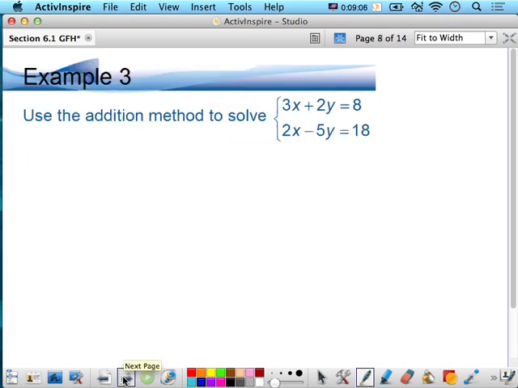In this case, we have 3x plus 2y equals 8. So let's rewrite that down here. And 2x minus 5y equals 18. So technically, if I wanted to, I could eliminate the x's or the y's. Since the y variables already has one positive, one negative, I think I'll just go ahead and eliminate them.